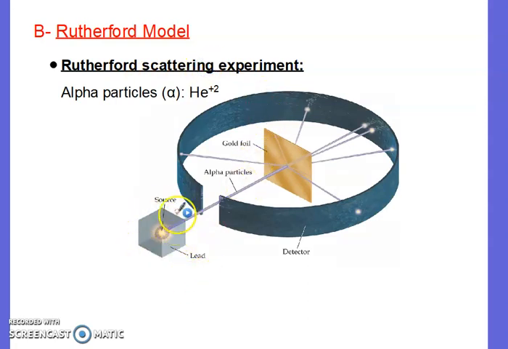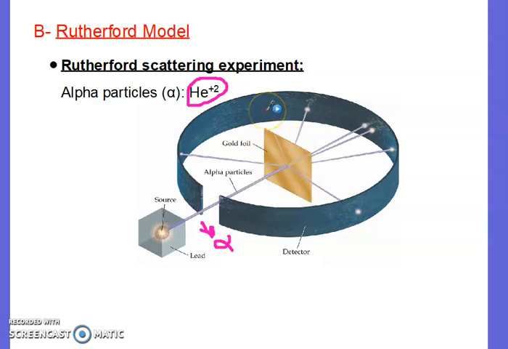Here we have a box containing a source of alpha particles. What are alpha particles? They are helium nuclei, I mean the nuclei of the helium atom. Clear? This is a beam of alpha particles. A beam of alpha particles means a large number of nuclei directed toward a gold sheet. This is gold foil or gold sheet. Clear?